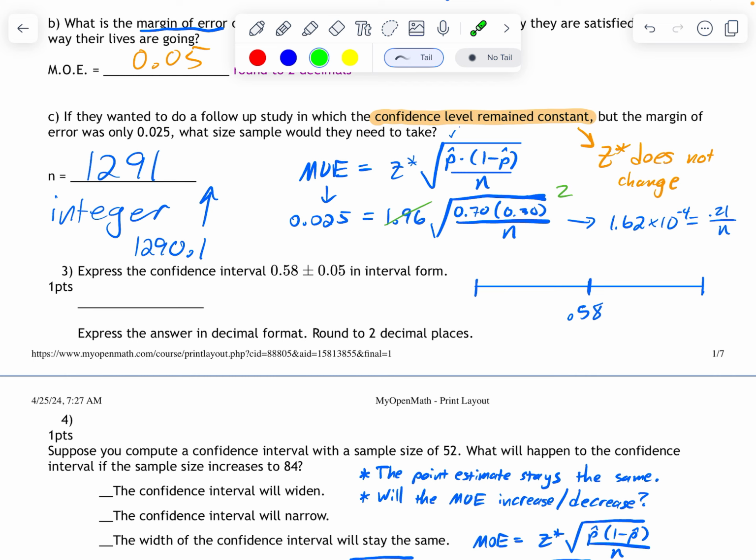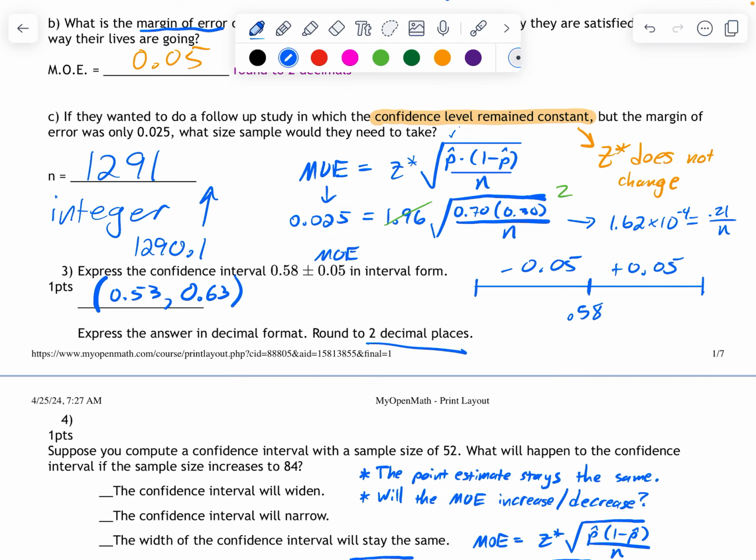All right. Number 3, it says express this in interval form. So 0.58 is simply the center, and the 0.05 is the margin of error. So pretty easy here, I think. Add 0.05 and subtract 0.05 to your point estimate or whatever they've given you. And then interval notation would be parentheses. So mine goes from 0.53 to 0.63, like that. Rounded to 2 decimals.